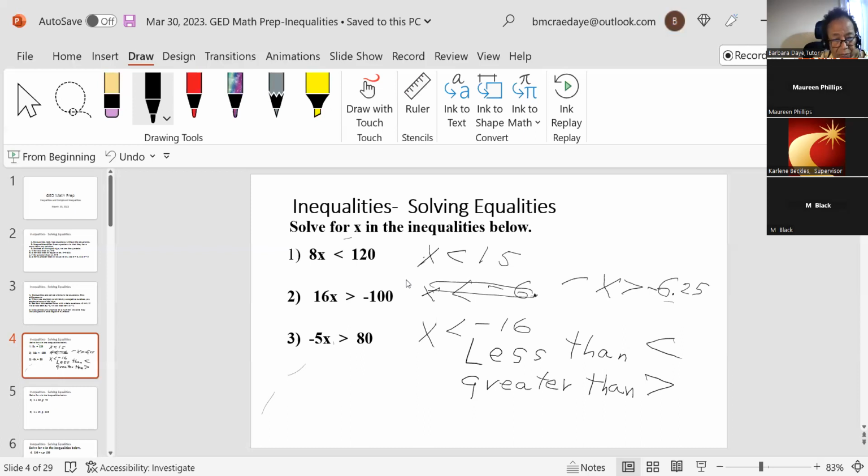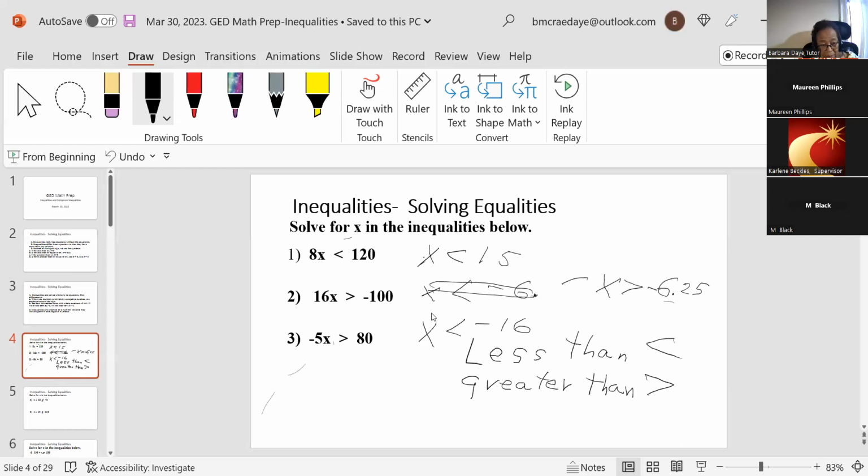If the negative sign was on the 16, then you would reverse the inequality. Yes, then you could flip it. But the 16 has a positive. So think of it as the number that you're dividing into something. If that's negative, then you reverse it.